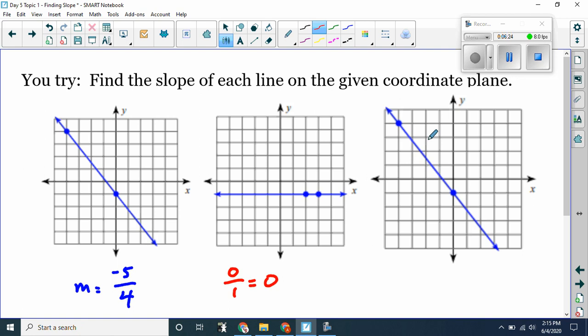And then this line here is the same as that line over there, down 2, 3, 4, 5 over 4. Oops, I gave you the same line twice. Anyway, so make sure you understand how to find slope given a graph. If we have a graph, we should be able to find the slope between the 2 points.